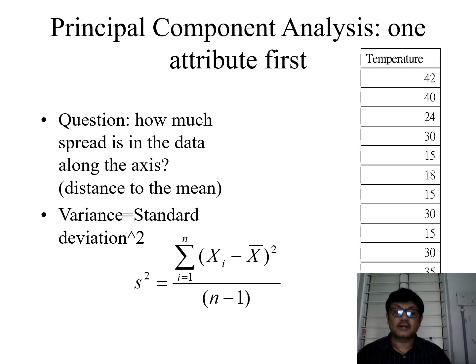The formula for calculating the variance is the sum from i equal to 1 to n of (xi minus x bar) whole square. Here x bar represents the mean. So the difference between xi and x bar needs to be summed and squared, divided by n minus 1. For example, take the one attribute we considered here, temperature. We have different temperatures like 42, 40, 24, 30, 15, 18, 15, 30, 15, 30, etc.